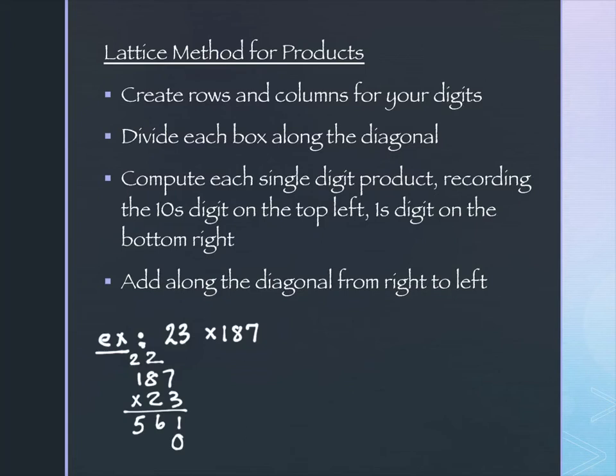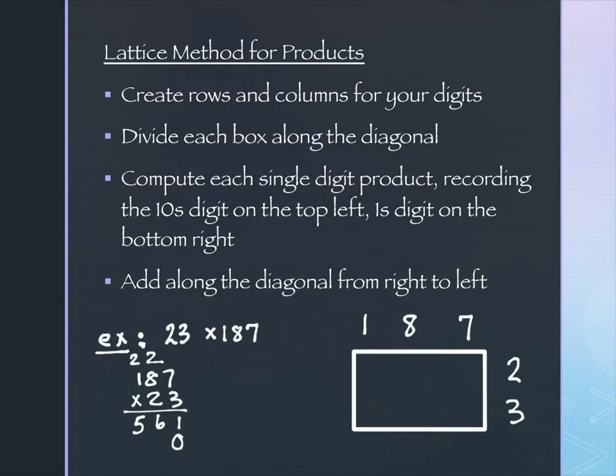Okay, so here's the way the lattice method works. Because I have a 3-digit number, it doesn't matter if I put it on the top or on the left, or I'm sorry, the top or on the right. I'm just going to put my 3-digit number, 187, along the top. And then I'm going to put my other number, which was 23, along the right-hand side. And I'm going to draw a 3 by 2 box. So it's going to be 2 long because of a 2-digit number here, and it's going to be 3 columns wide because of 3 digits there.